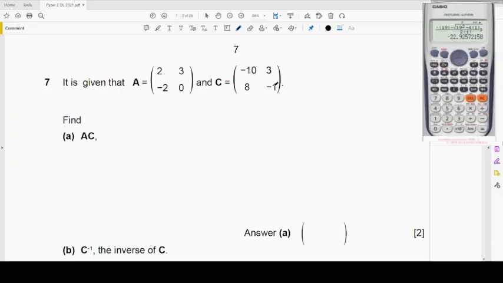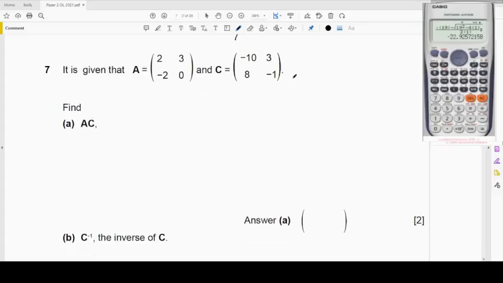Number 7 is on matrices. We're given two 2x2 matrices, A and C. We have to find the product AC. Now remember, when we're multiplying matrices, it's not just a matter of multiplying corresponding elements. What we do is we multiply rows with columns and then add those products together.